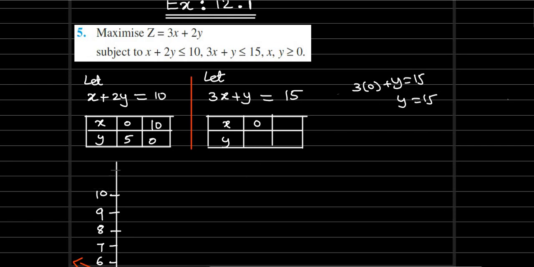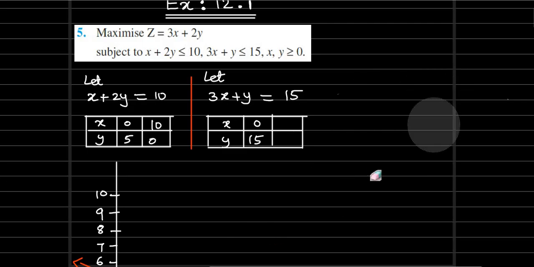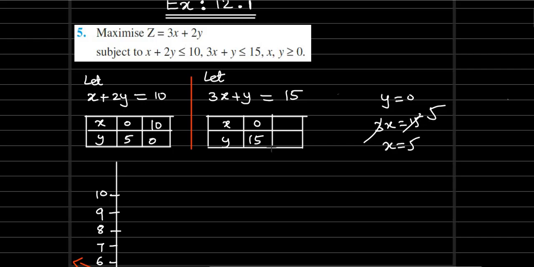But I didn't mark up to 15 here. So y takes 15. Now if y = 0, then 3x = 15; 3 fives are 15, so x = 5.